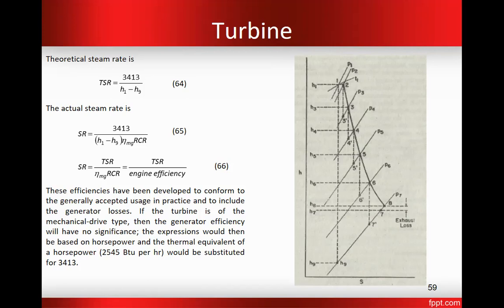The expression would then be based on horsepower. Okay, the thermal equivalent of horsepower is 2,545 BTU per hour, which would be substituted for 3413. Okay, and in SI, this is kilojoule per kilogram. So this now becomes 3,600 kilojoules per kilowatt hour. So sa English kasi tayo, okay? So sa SI, ano yan? 3,600 kilojoules per kilowatt hour equals 3413 BTU per kilowatt hour, and 2545 is BTU per horsepower hour. Meron pa dyan, 42.4 BTU per horsepower minute yata. Check nyo lang sa mga conversion table.